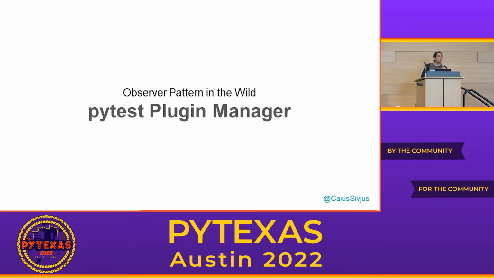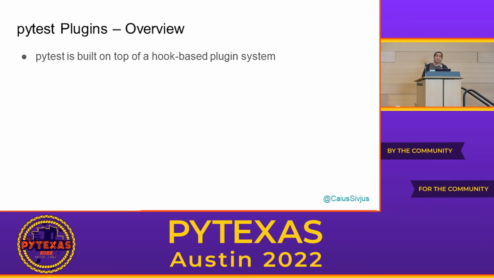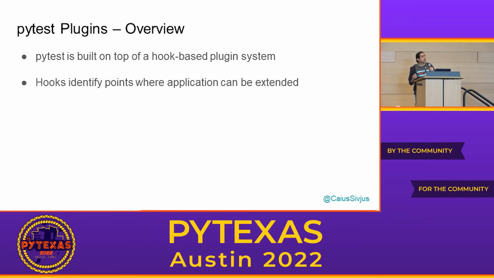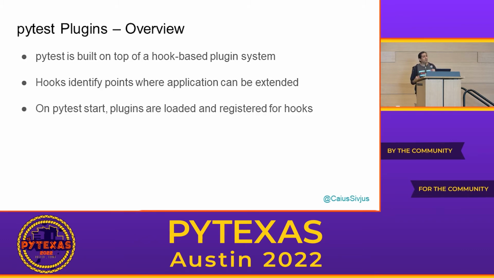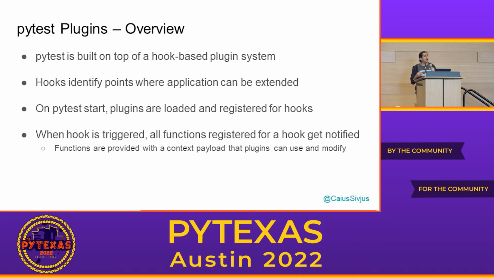Another implementation of the observer pattern can be found in PyTest's plugin manager. PyTest is built on top of a hook-based plugin system. And what a hook does is it identifies different points in your application where the application can be extended. And when PyTest first loads up, it's going to load all of our plugins, and it's going to register those plugins for various hook functions. And then when a hook is triggered as PyTest is going through its runtime, all of the registered functions for a particular hook are going to get notified.